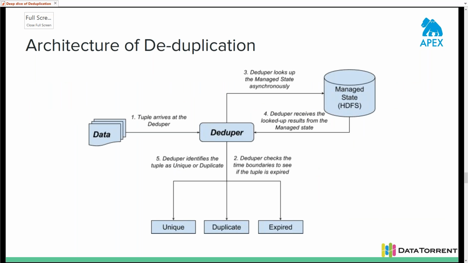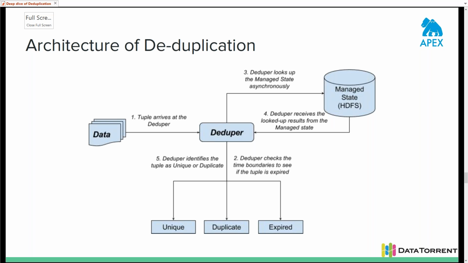Okay, so this is the architecture of the deduplication. You can see a lot of blocks here. Basically, it's what we have all seen. We have a deduper. The first thing is that the tuple arrives at the deduper. The second step is that the deduper checks the time boundaries to see if the tuple is expired. If it is expired, we just throw it to the expired port, and the expired port can be consumed by some output operator like, say, HDFS, and it will just log those expired tuples in some file, right?